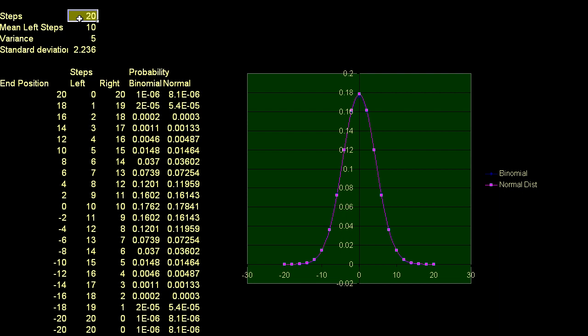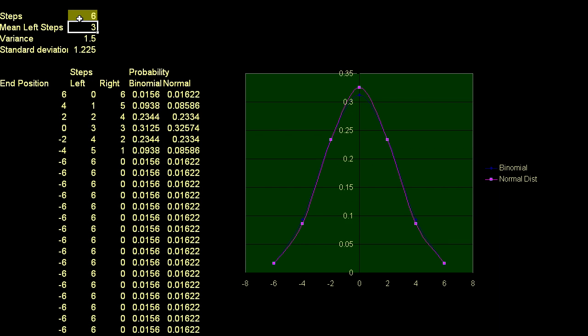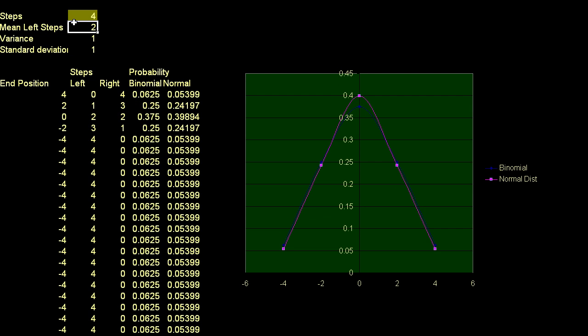So let's say I only took 6 steps. Well, it's still hard to see the difference between the two. The whole point of this is to see that the normal distribution is a good approximation, but they're so close that you can't even see the difference. If you only took 4 steps, I think you can see here, the blue here is definitely different.